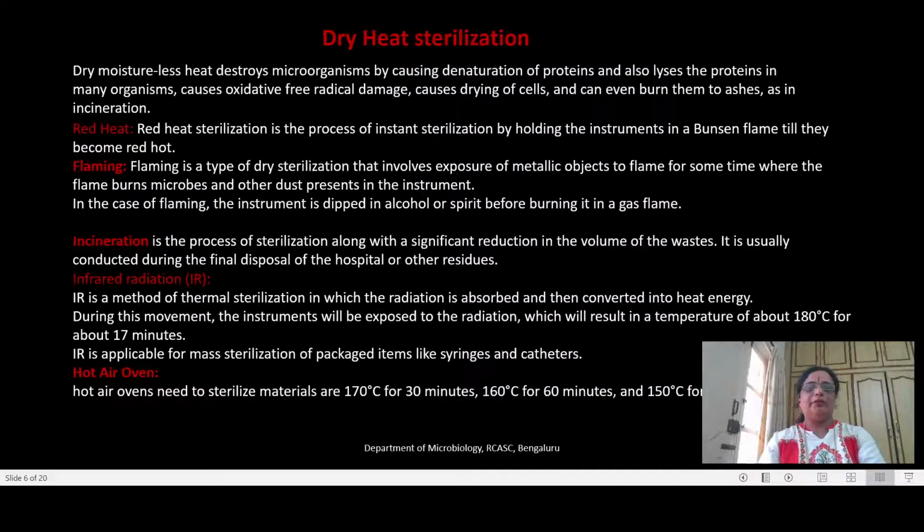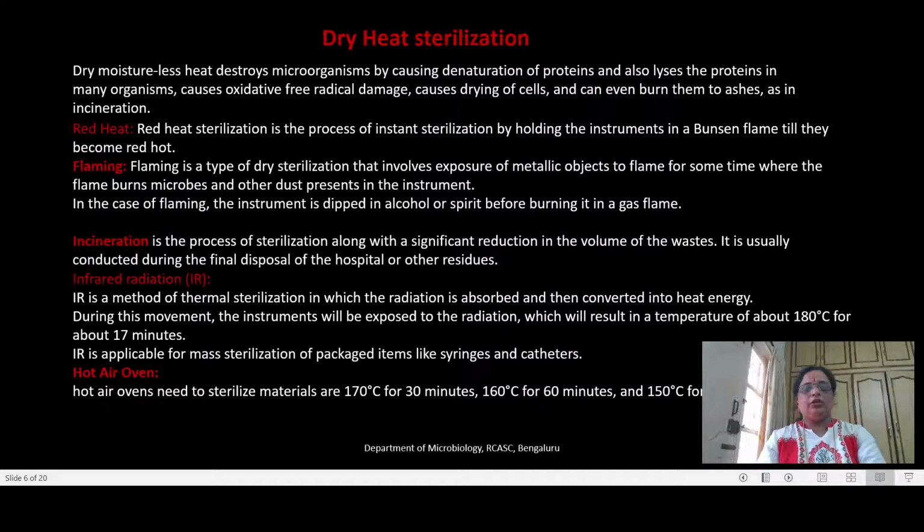That particular method, where at that particular point of time the organisms which are there get destroyed. Flaming: we are going to flame. It is a type of method of sterilization where metallic objects are sterilized. The instrument we dip in alcohol and then flame it on the gas flame. That is called flaming.